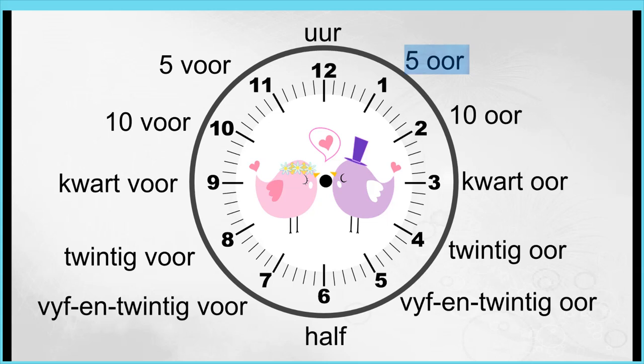So uur here will refer to o'clock. 5 uur. 5 past. 10 uur, 10 past. Kwart oor, quarter past. 20 oor, 20 past. 25 oor, 25 past. Half, half past. The past falls away in Afrikaans.